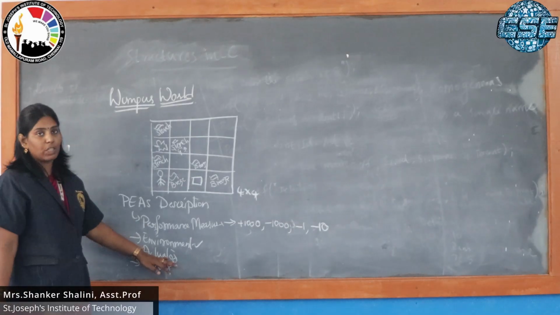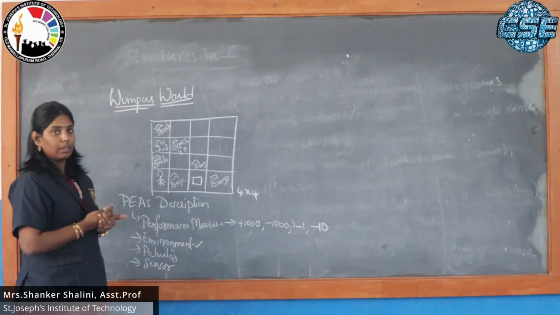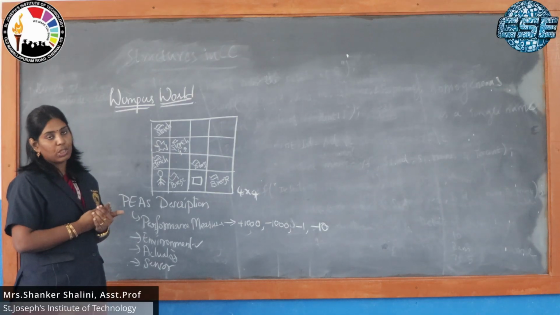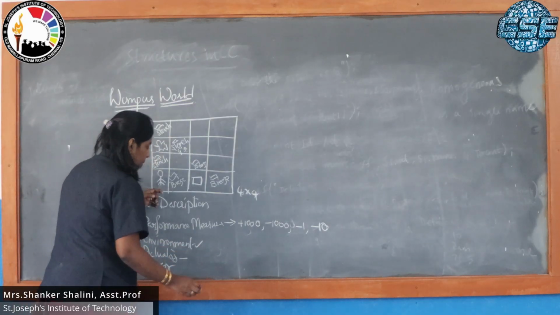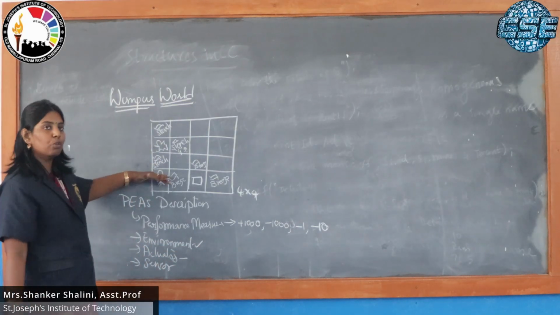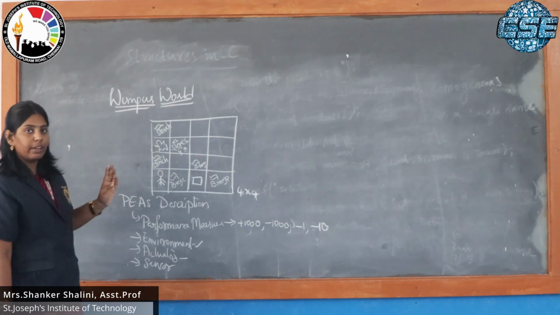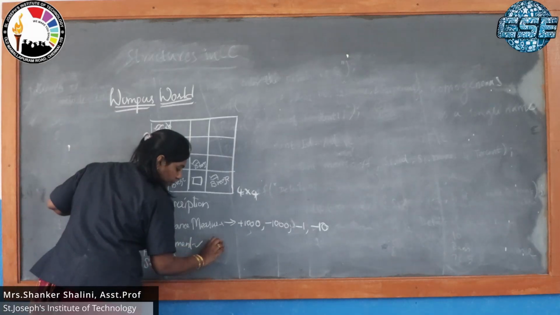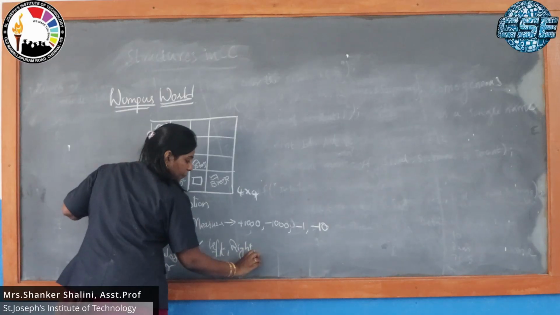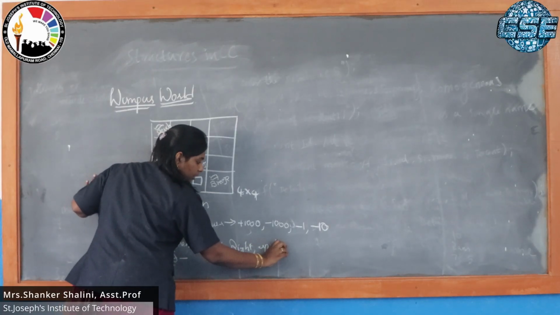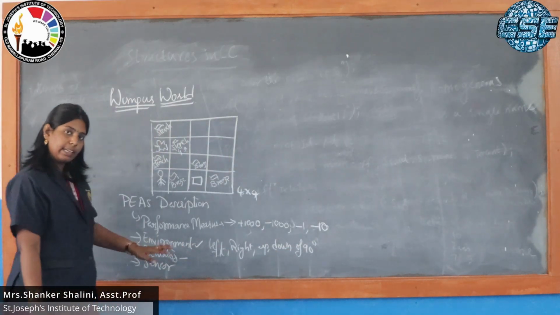Next, what are the actuators? What are the actions the agent is going to do in the grid? In this problem, the agent can move left, right, up and down, of 90 degrees only. Okay, it can move only in 90 degrees.